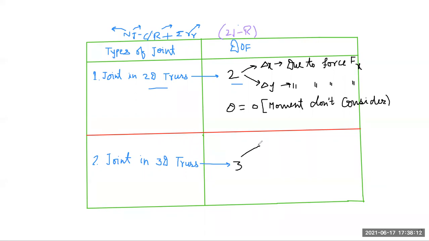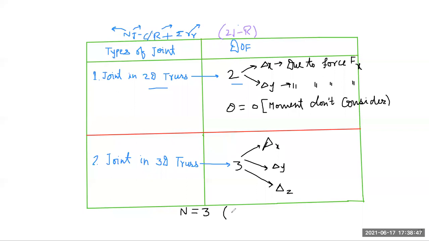In a 3D truss, the possible degrees of freedom are delta x, delta y, and delta z. These are the possible degrees of freedom which will be available at a joint when our truss is in the 3D case. So basically here the value of n is equal to 3.